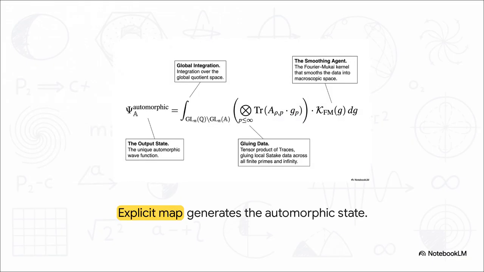So how do we mathematically enforce that mirror image? That's what this is, the explicit global Langlands map formula. I know, it looks dense, but let's deconstruct it piece by piece. On the left is our output state, the unique automorphic wave function. It's generated by a global integration over the quotient space. Right in the middle, we have our gluing data, a tensor product of traces that glues those local Satake parameters across all primes. And then, at the very end, we have the ultimate smoothing agent, the Fourier-Mukai kernel. That is the engine smoothing our abstract data back into macroscopic space.